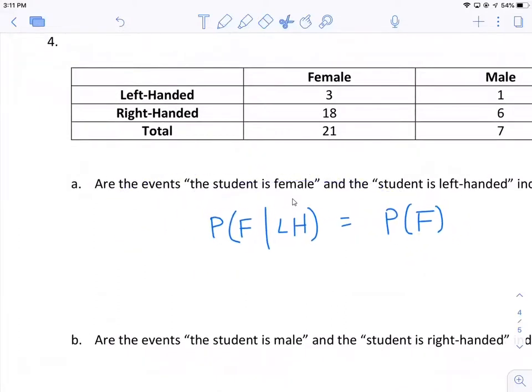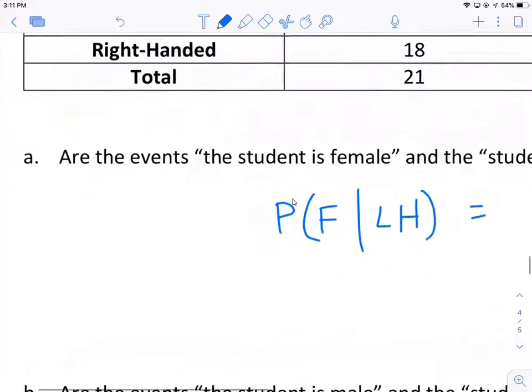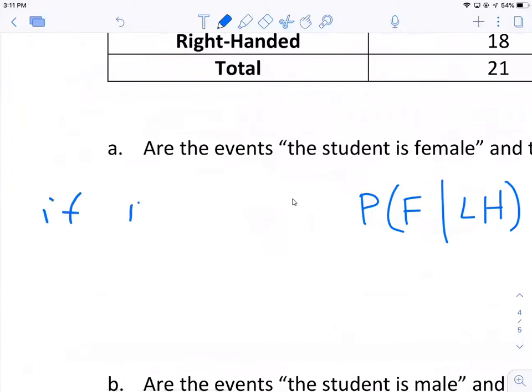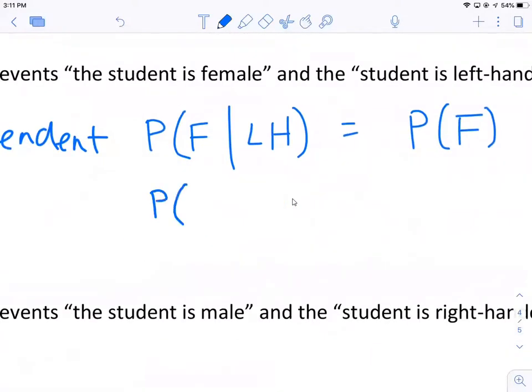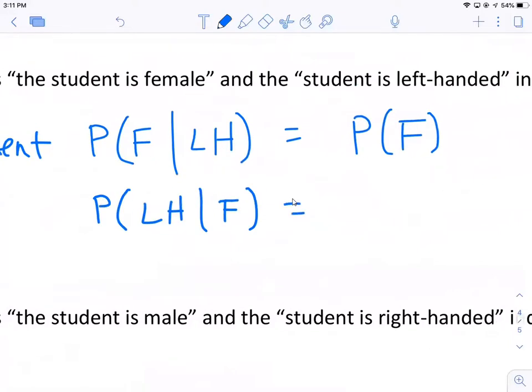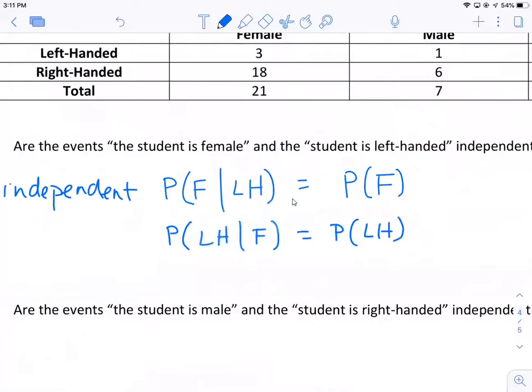Right? So I'm going to write out every day. If independent, then this is going to be true. Or we can do it the other way around. It does not matter which way you set it up. If they're independent, both of these are going to be true. All right, so let's just do one.